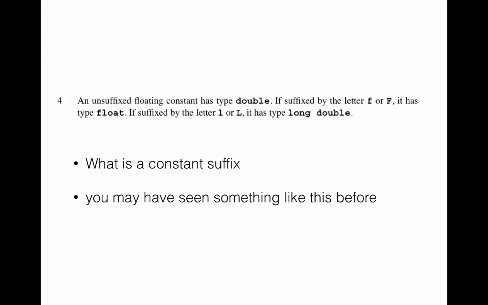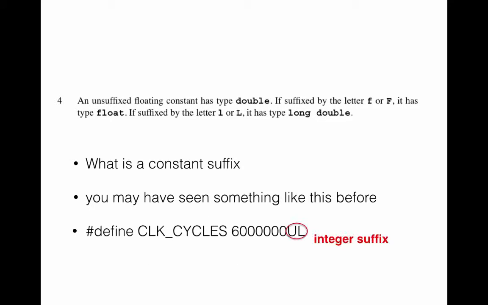Yes, it's talking about the suffixes. And this brings us to discuss the meaning of a constant suffix. You may have seen something like this. It's very popular in embedded systems especially, and it's something like a macro defined by a value, and then there is a UL at the end, and this is called an integer or constant suffix.